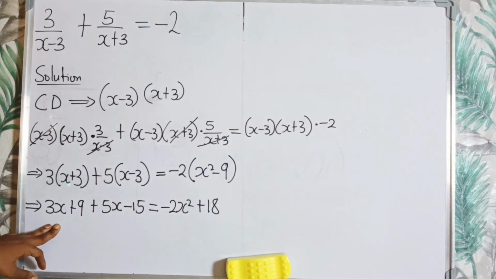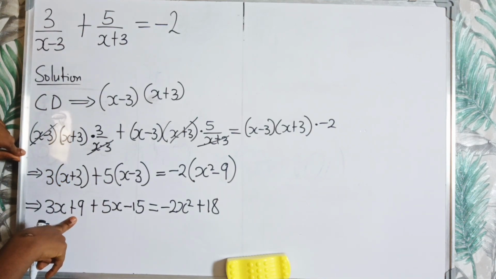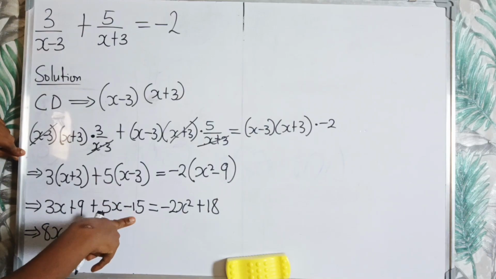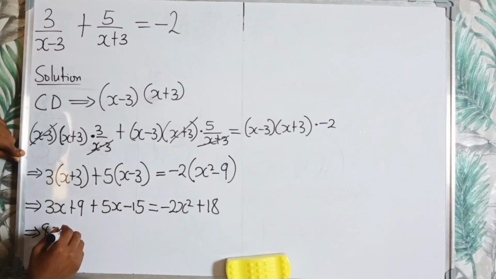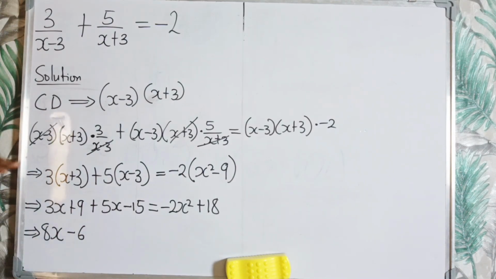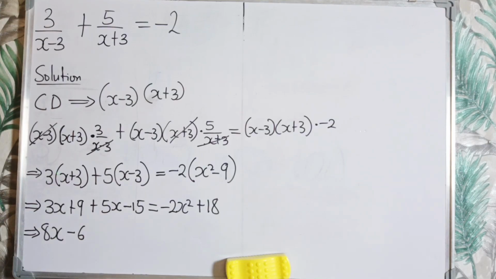Here we have 3x and here we have 5x. So we're going to have 8x, okay, plus 9 minus 15 is going to give us minus 6. Okay, so we are done with this.